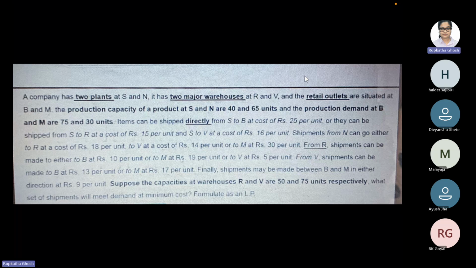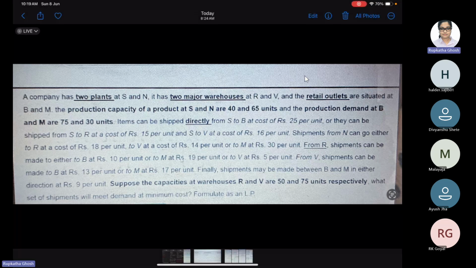So read the problem, take 2 to 3 minutes, and draw a network diagram. If possible, share your screen and show me the diagram. If not, I will anyway do it. So take 2 to 3 minutes now.